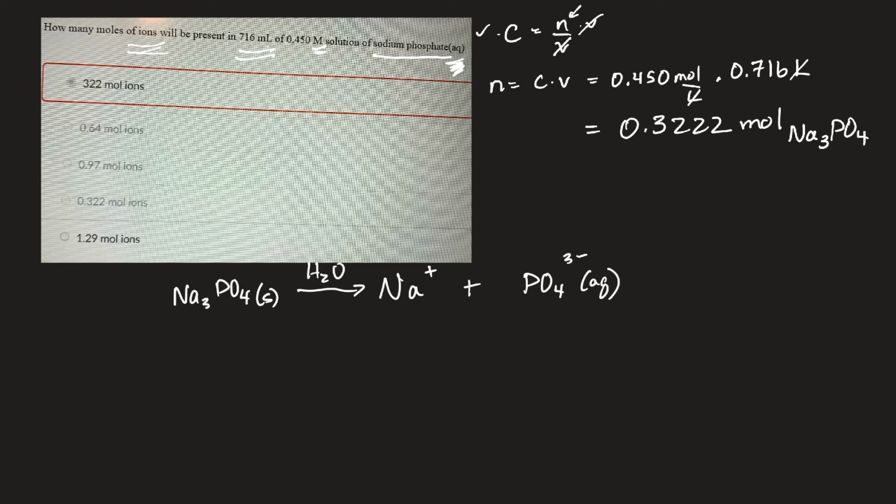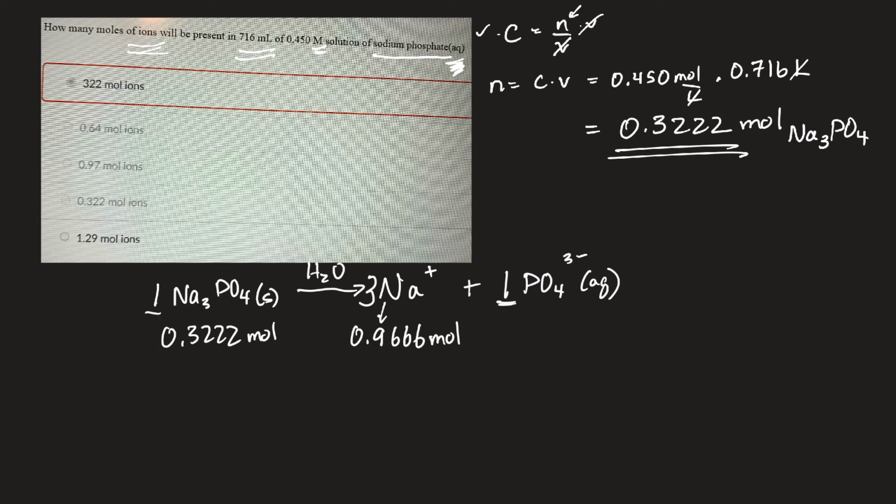Now balancing, I guess I need a 3 right there. So I have 0.3222 moles of sodium phosphate. So for sodium, I'm going to have triple that, so I have to multiply that by 3. So that'd be 0.9666 moles of sodium. And phosphate, since they're the same, both 1, it'll just be 0.3222 moles of phosphate.